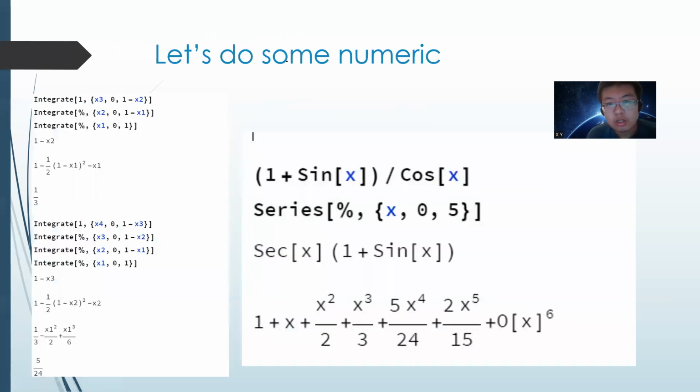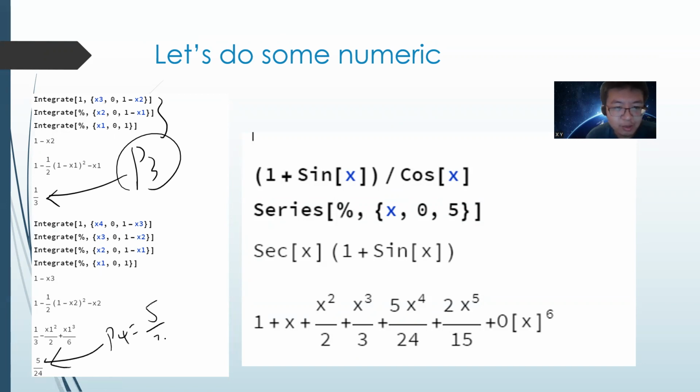Okay, so I used Mathematica to do some numerics. For example, you integrate x3 from 0 to 1 minus x2, and then the previous one. So P3 is 1 divided by 3, as we computed, and you can compute P4 to be 5 divided by 24. So we get P2 is a half, P3 is 1 divided by 3, and P4 is 5/24.